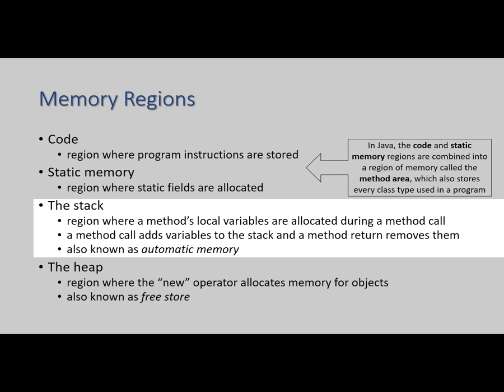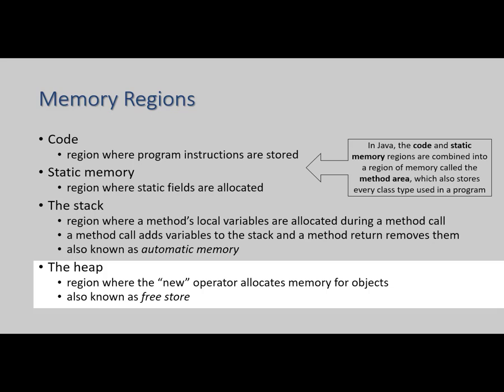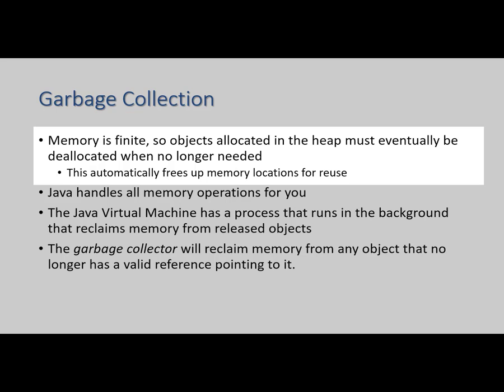The region where a method's local variables are allocated during a method call is known as the stack. A method call adds local variables to the stack and removes them, like adding and removing dishes from a pile, hence the term stack. Because this memory is automatically allocated and deallocated, it is also called automatic memory. The region where the new operator allocates memory for objects is known as the heap. This region is also called free store. Memory is finite, so objects allocated in the heap must eventually be deallocated when no longer needed, which will automatically free up memory locations for reuse.